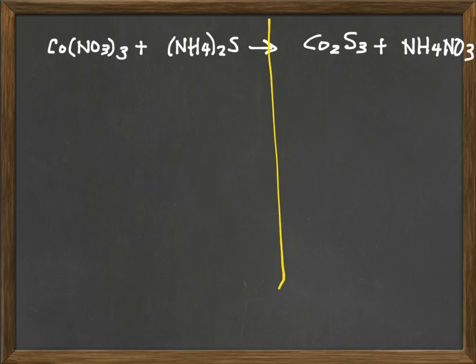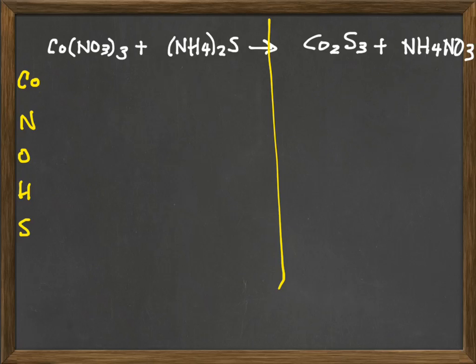And then I'm going to make a list on the left side of the different elements I have. I have cobalt, and I have nitrogen, and I have oxygen, and I have nitrogen again. I'm not going to list that again. I want to keep all the nitrogens together. And I have hydrogen and sulfur. So those are all the atoms that are present. I don't like the way that cobalt looks, so I'm going to do that one again. Co.